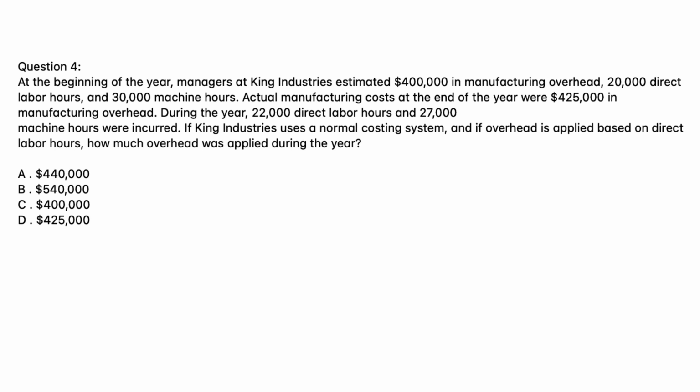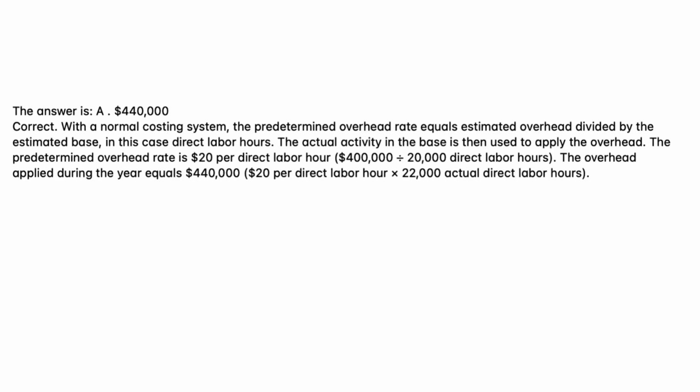Question 4. At the beginning of the year, managers at King Industries estimated $400,000 in manufacturing overhead, 20,000 direct labor hours, and 30,000 machine hours. Actual manufacturing costs at the end of the year were $425,000 in manufacturing overhead. During the year, 22,000 direct labor hours and 27,000 machine hours were incurred. If King Industries uses a normal costing system, and if overhead is applied based on direct labor hours, how much overhead was applied during the year? A. $440,000. B. $540,000. C. $400,000. D. $425,000. The answer is A.